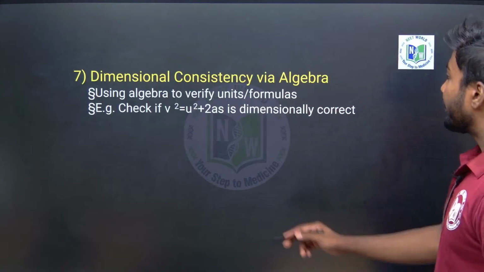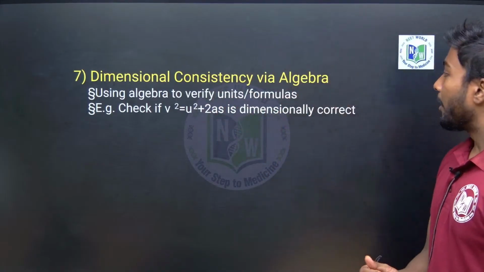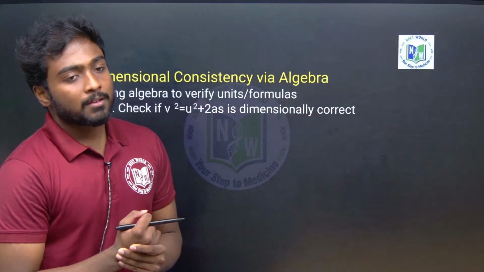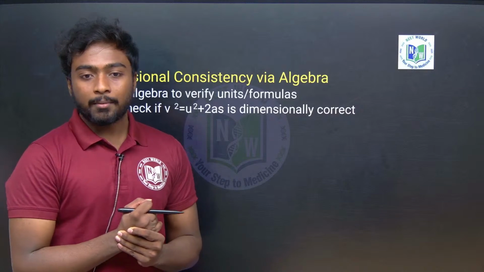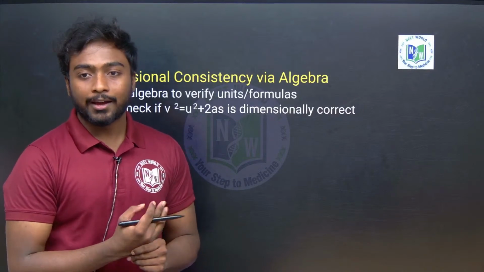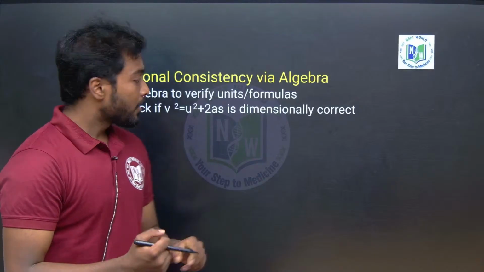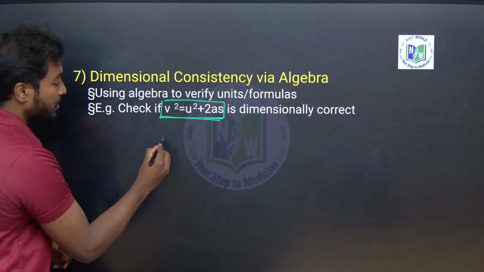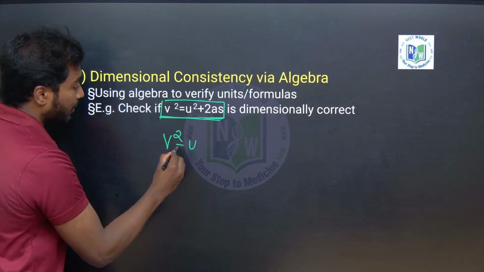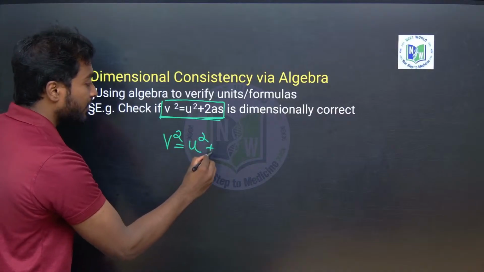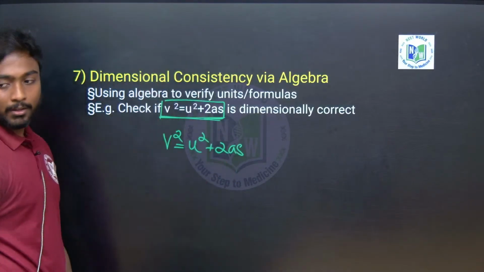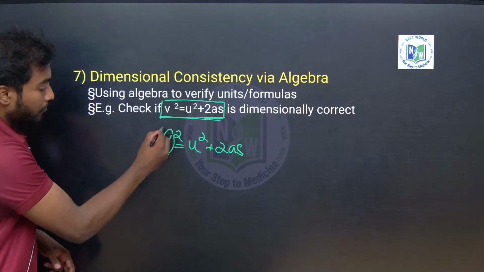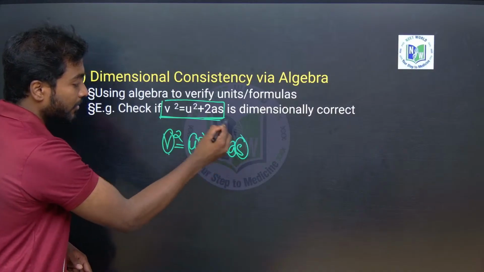Next one. Dimensional consistency via algebra. Dimensional consistency means, for example, we know the dimensional formula, like the unit of velocity or speed is meter per second, right? In this equation, what is the equation given? V square is equal to u square plus 2as. Okay, this is velocity, acceleration, and this is displacement.